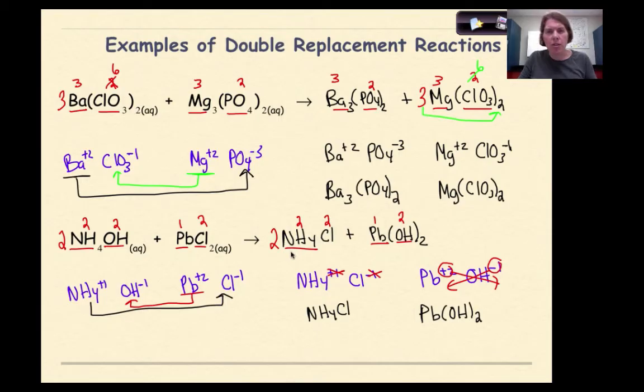In the next review session, what I'm going to talk about briefly is what drives these reactions. How do I know this is going to happen? What's going to make it go forward? Which sort of differentiates from the single replacement reactions. We can look at table J to figure that out, and we'll be able to look at a different table to figure out what's driving these reactions.